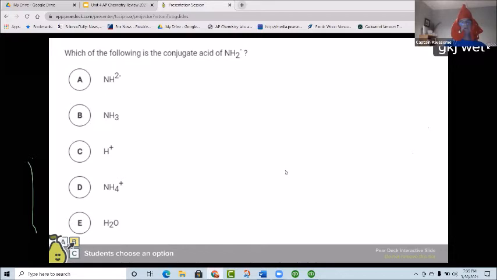How do you know it's a base? Well, conjugate acids always occur in pairs, right? So you would have a conjugate acid-base pair. One thing is an acid, one thing is a base. So if they're telling you, tell me what the acid is, then it implies that the NH2 is acting as a base.